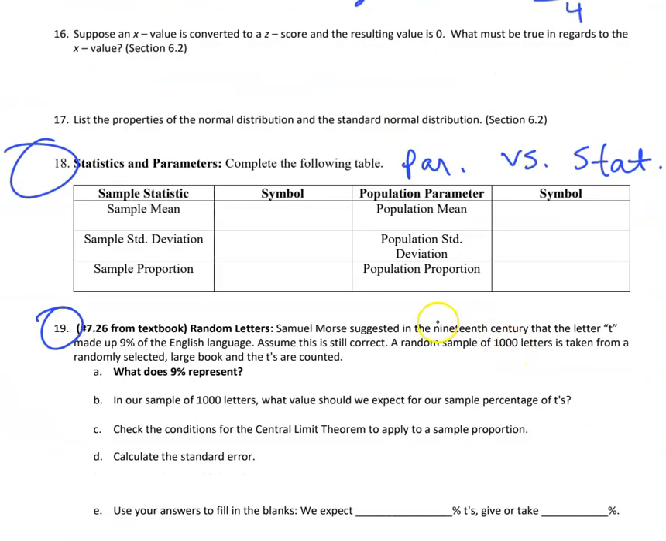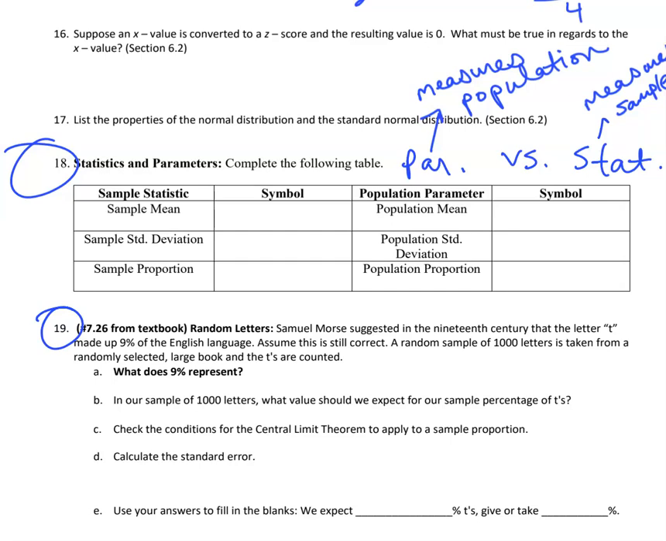Let's go down to chapter 7. That's the last part of the test. So a couple things to remember. Make sure you remember the difference between a parameter and a statistic. So a parameter is any measurement on a population, any measurement. So a mean, a standard deviation, a proportion, any of those are really the ones we focused on. If it measures the population, then it is considered a parameter. If it measures the sample, then it is considered a statistic. So make sure you remember the difference.